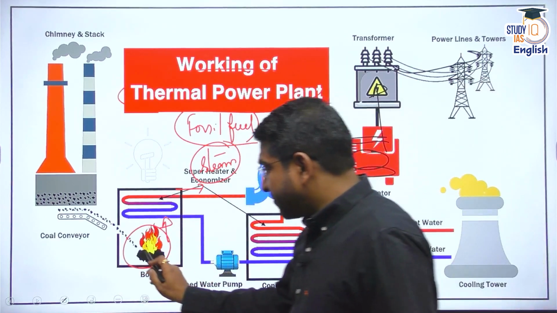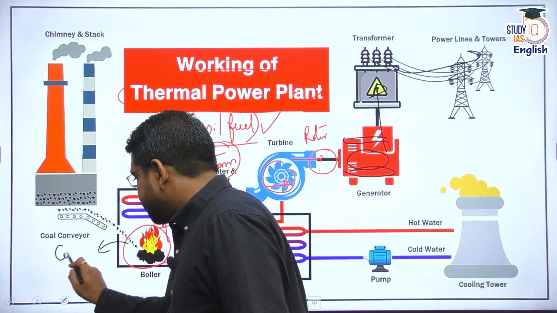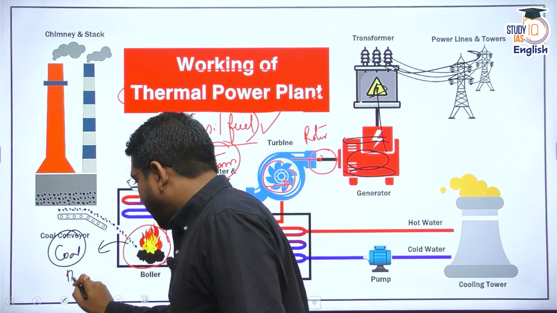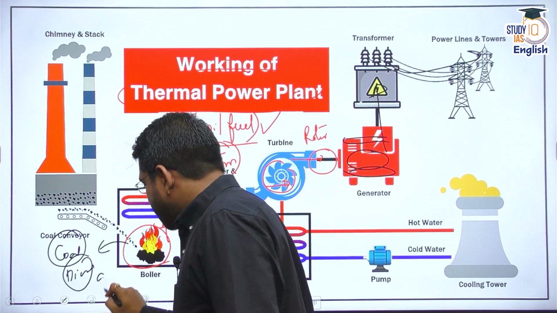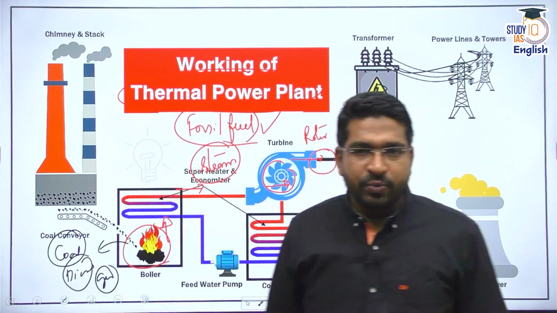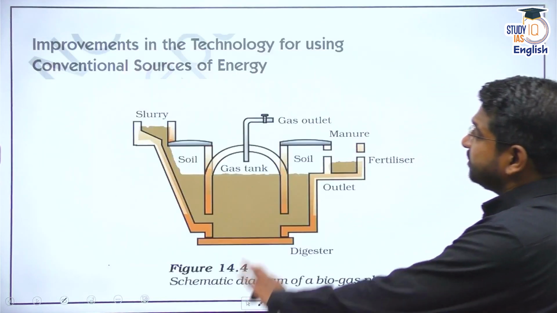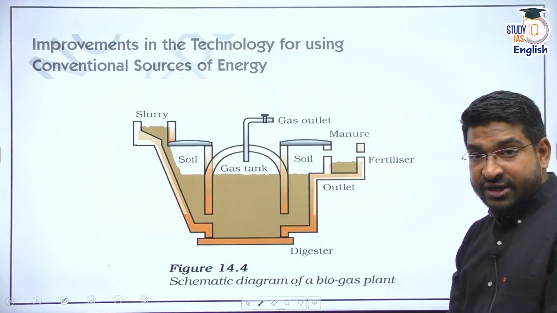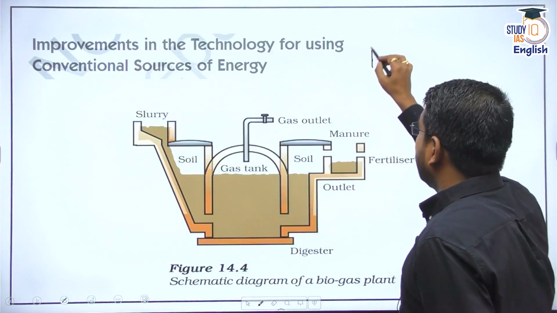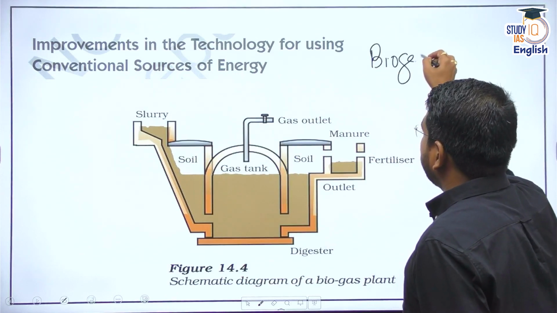Now, this is how the thermal power plants work. This particular fuel can be coal, diesel, or natural gas based power plant. These are fossil fuel based conventional ones. Now, among these conventional sources itself, these days we have made improvement in the conventional sources of energy. One of the examples being that we are generating biogas.